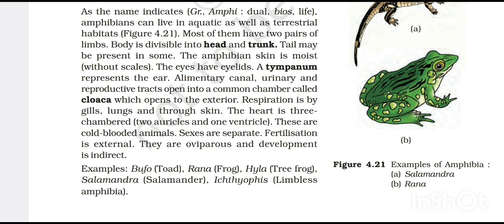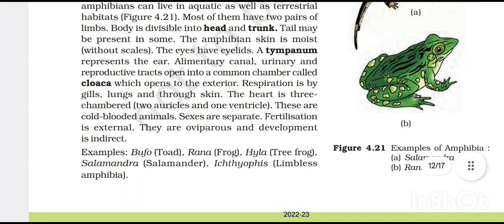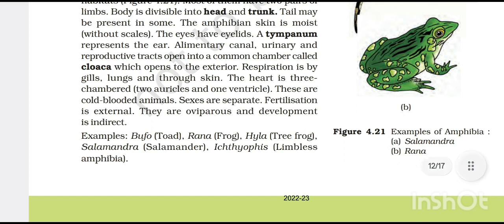Amphibian skin is mainly moist. Eyes have eyelids. A tympanum represents the ear. Alimentary canal, urinary and reproductive tracts open to a common chamber called cloaca, which opens to the exterior. Respiration is by gills, lungs and through skin. Heart is three chambered, two auricles and one ventricle.